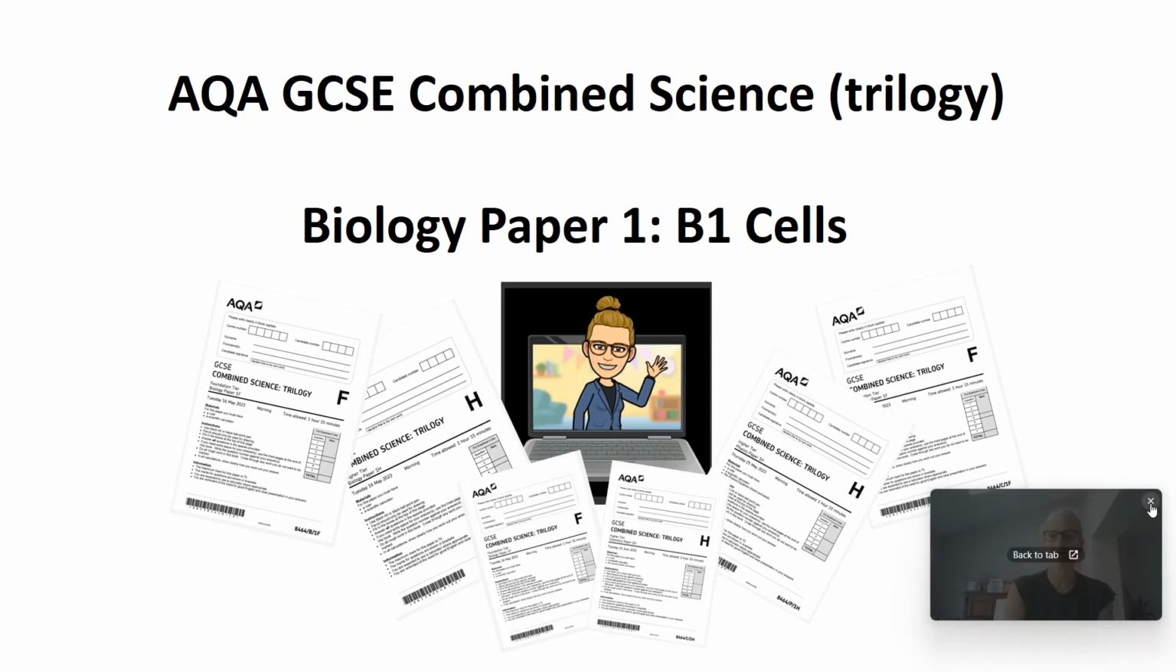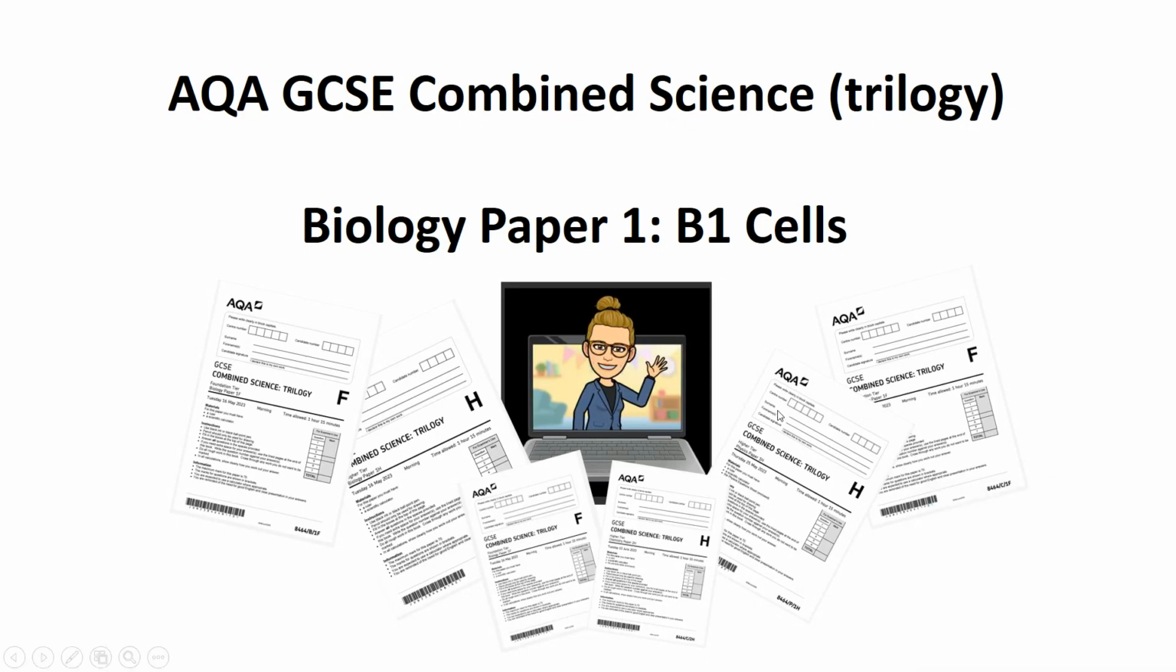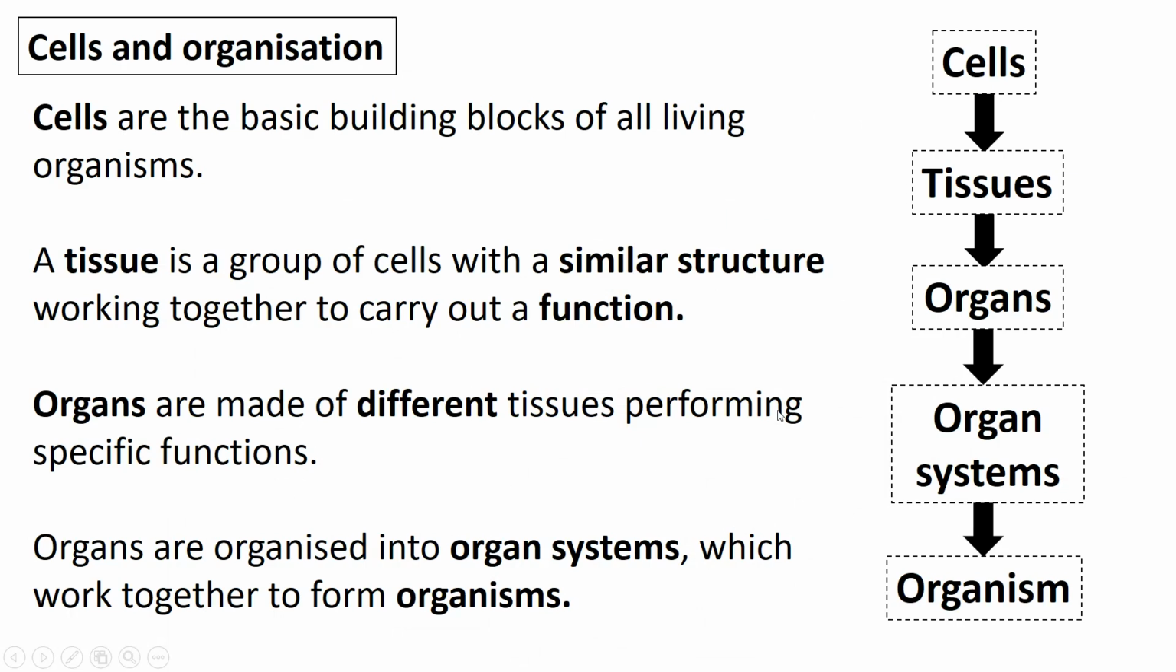Right, let's get started. So for paper 1, you need to know about cells, and cells are the basic building blocks of all living things. So all living organisms are made of cells. In multicellular organisms, those cells are organised into tissues, and the definition of a tissue is a group of cells with similar structure working together to carry out a function. And then different types of tissues can work together to carry out a function as an organ.